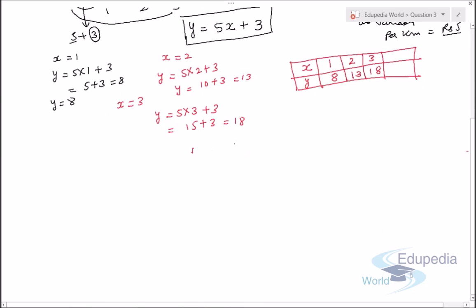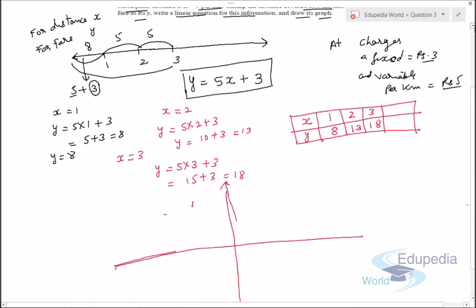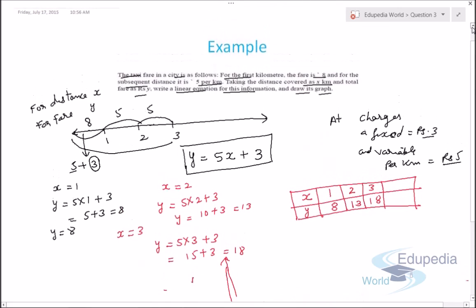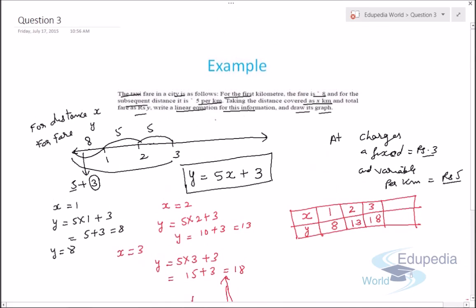So again we draw the Cartesian system like this, and we'll plot the values of these variables on this Cartesian system, and we'll get the line of the equation. So this is how we solve the word equation, word equation for linear equation in 2 variables, and we use a graphical representation to solve the equation.